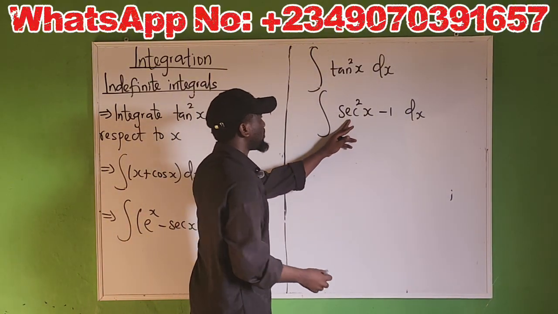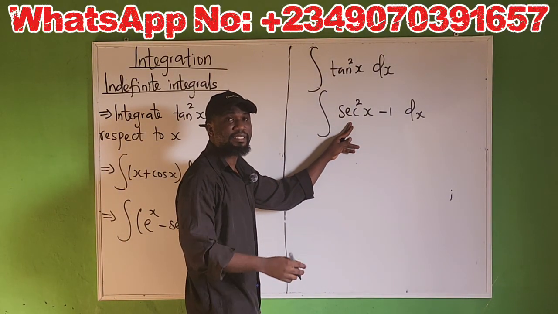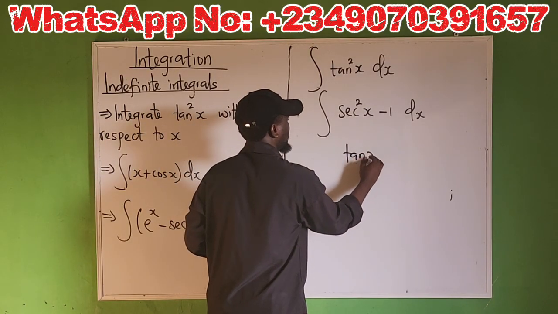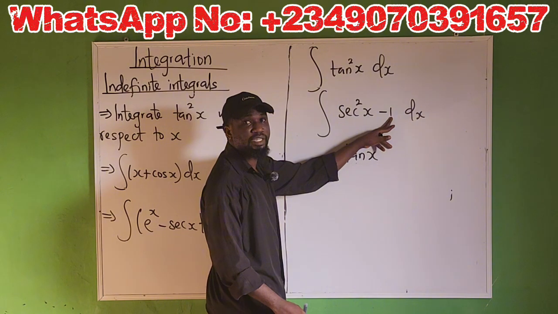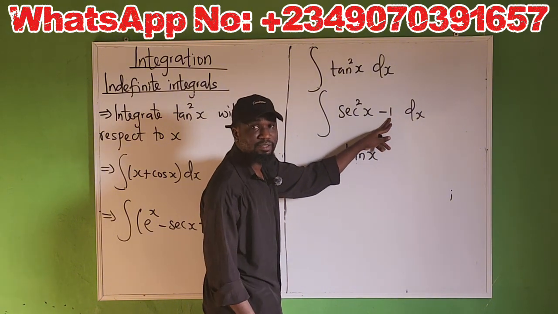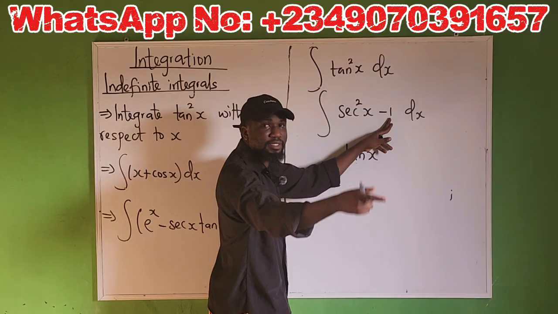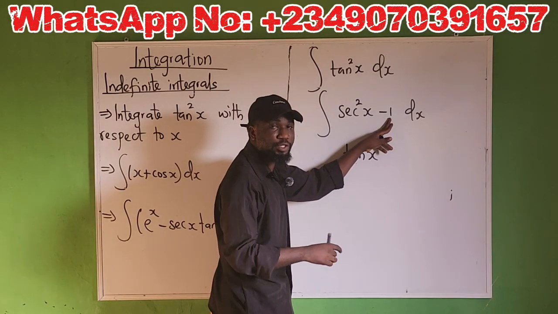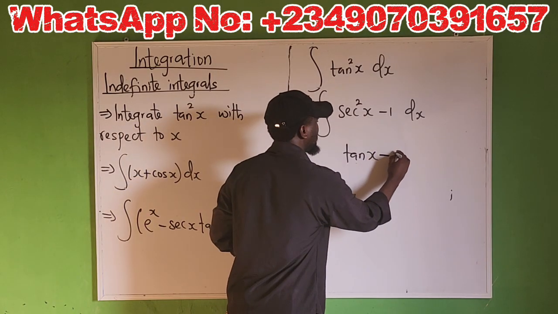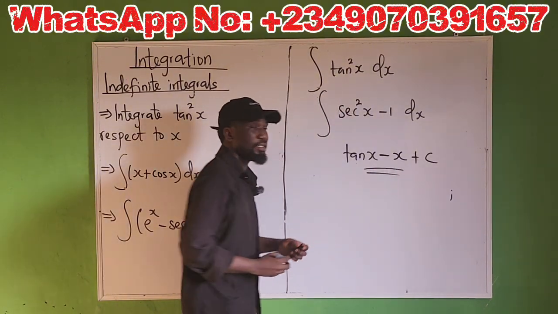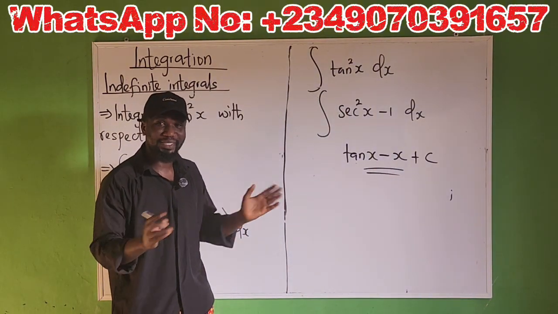So what is the integral of sec square x? That is tan x. Then for this negative 1, because this one is a constant, are you getting that? So just add x. That will give us 1x, so it doesn't make sense having 1x. Just put negative x. Then plus c. This is the answer. So it is very, very simple.